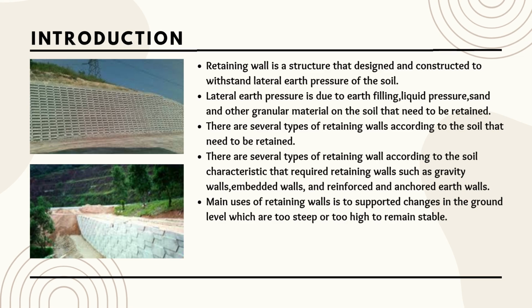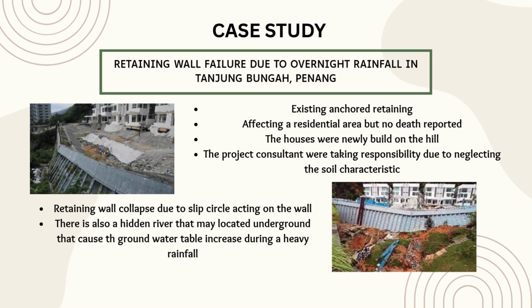Moving on to the case study, we have taken a retaining wall in Tanjung Bunga, Penang. It is an existing anchored retaining wall. It affects a residential area without a death toll. The houses were newly built on the hill and the project consultant was taking responsibility due to neglecting the soil characteristic. The retaining wall collapsed due to a slip circle acting on the wall, and there is also a hidden river that may be located underground, which caused the groundwater table to increase during heavy rainfall.